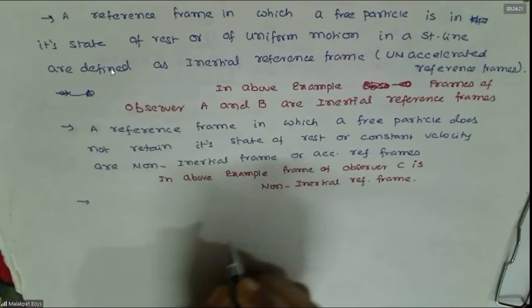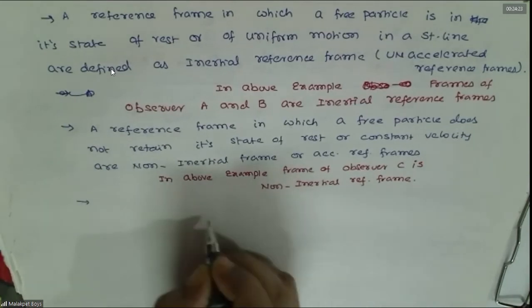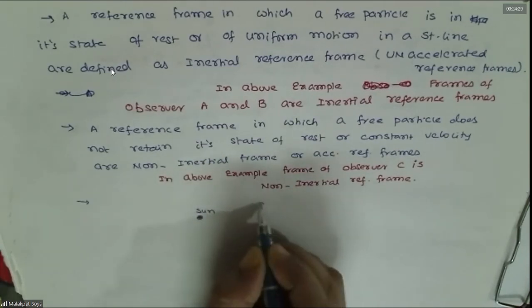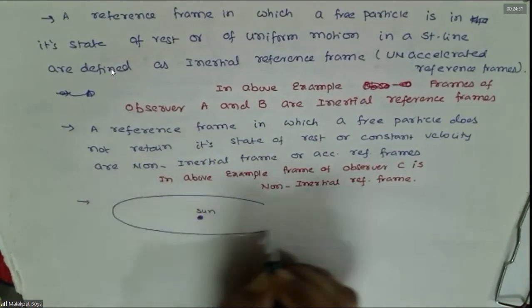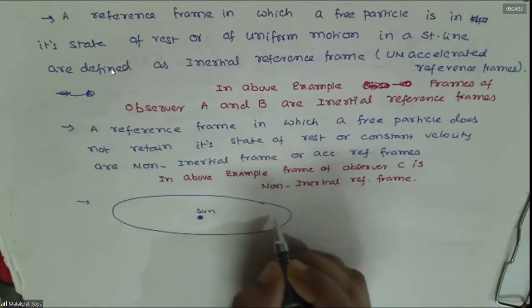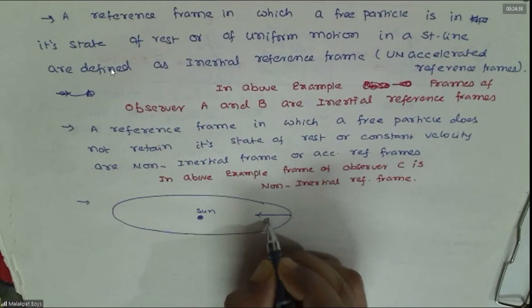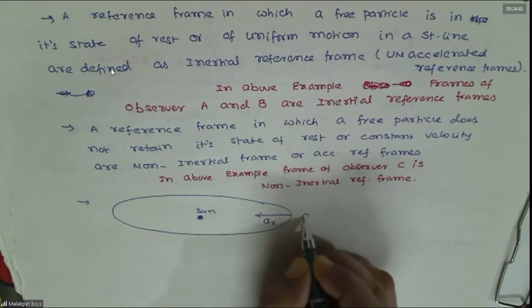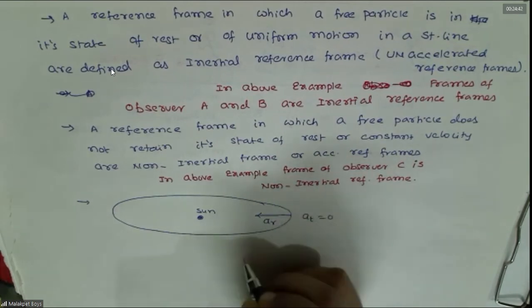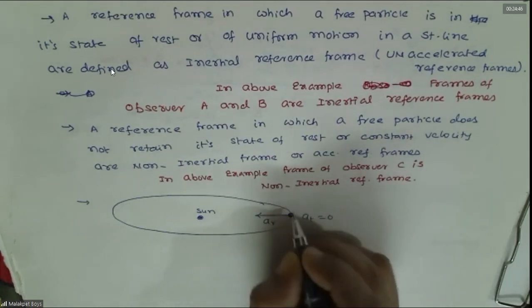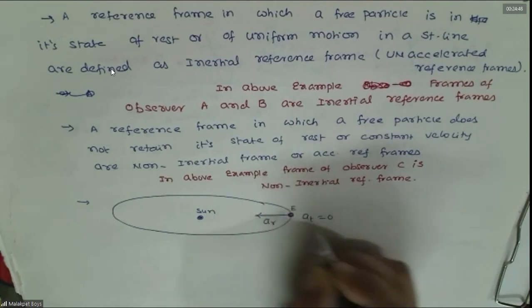Earth moves with constant velocity, na, sir? In a day, it completes one rotation. In 365 days, it completes one revolution. Constant velocity doesn't mean acceleration is zero, no. There is a centripetal force. AR is there or not? Yes, sir. AT may be zero. So Earth is accelerating or not? Yes, sir. Accelerating, sir.